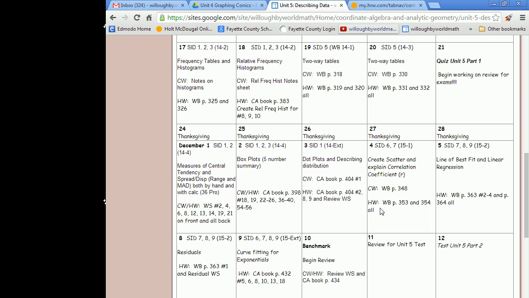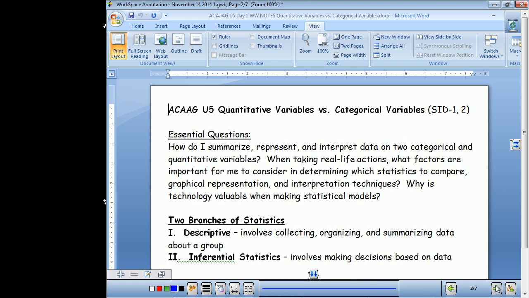Okay, so everybody just received a copy of today's notes. And let's take a look at them here. Oops, too far. So today we're going to study quantitative versus categorical variables. We have some essential questions here. So we're going to look at different ways to summarize, represent, and interpret data.